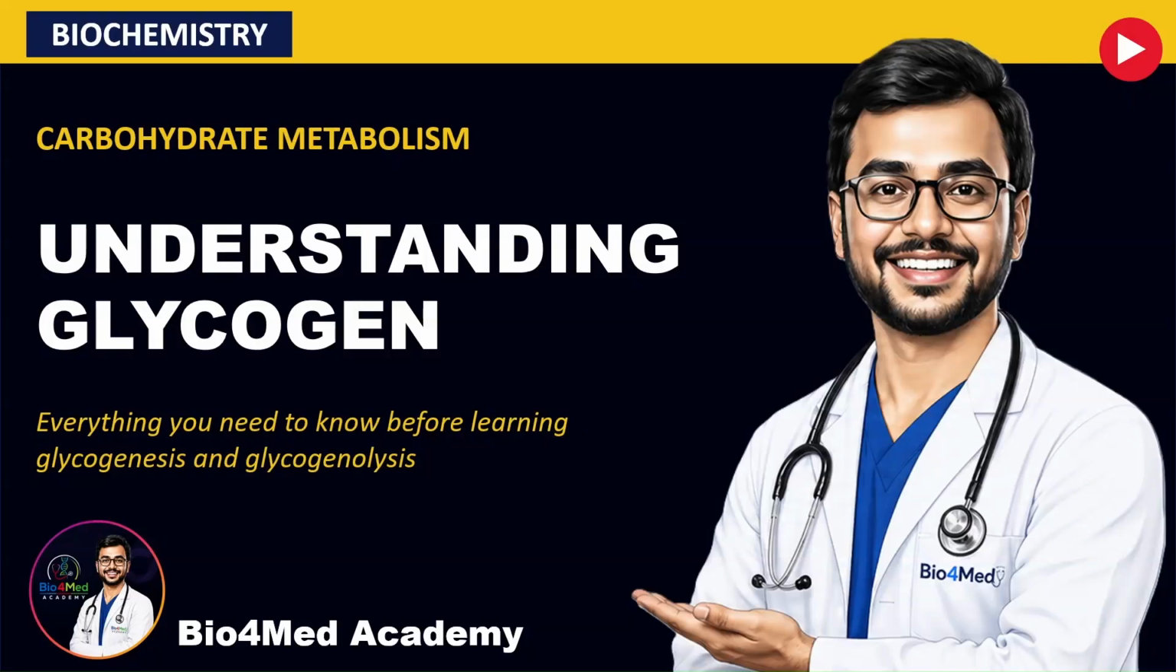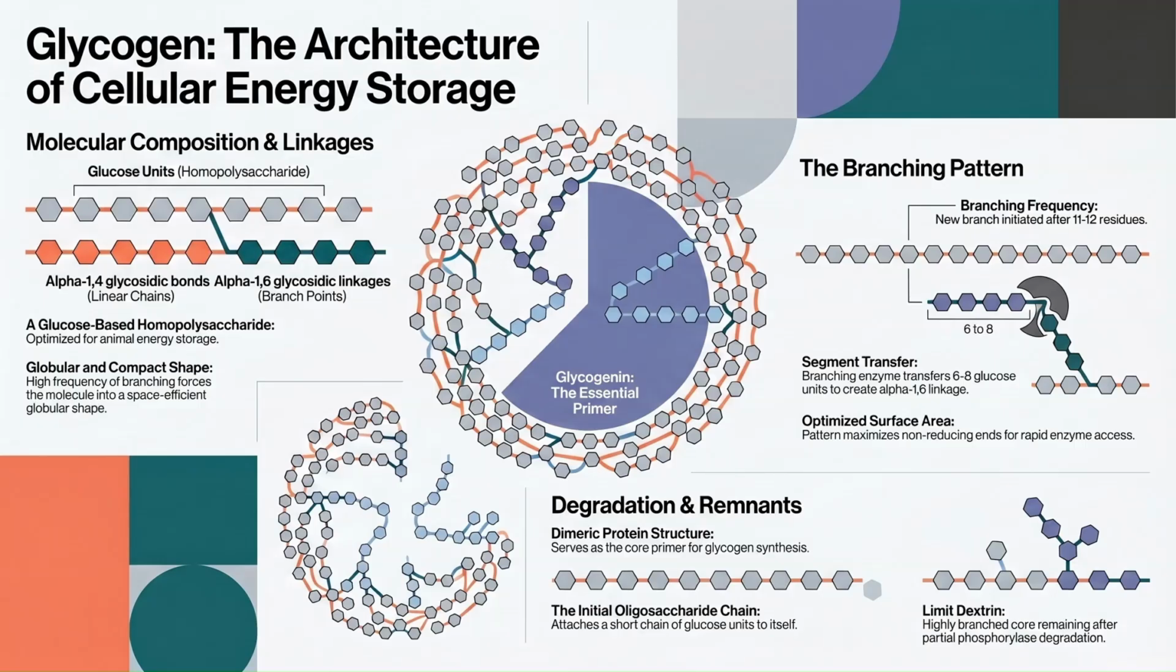Hello everyone. We know glycogen is the storage form of glucose in our body. Let's understand why its structure is so special. Because in biochemistry, structure determines the function, and glycogen is a perfect example of this principle. Now let's look at the structure of the glycogen.